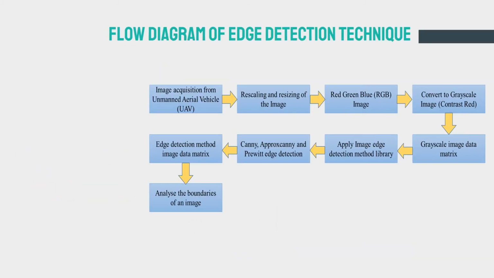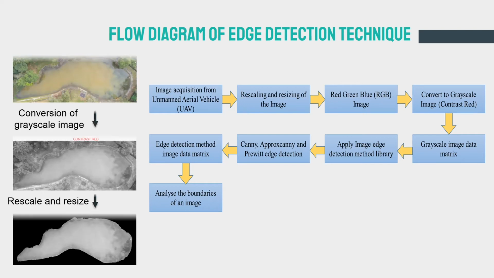The figure shows the flow diagram of edge detection technique. Firstly, image acquisition from unmanned aerial vehicle, UAV, and then the scaling and the sizing of the image. The purpose is to remove all unnecessary objects such as shadow, tree, grass, and sky, and then RGB image is obtained and converted to grayscale image, and the grayscale image data matrix is obtained, and then we apply the image edge detection method library in MATLAB.